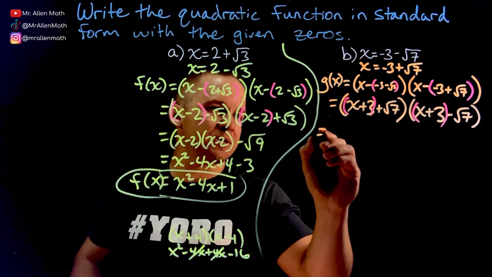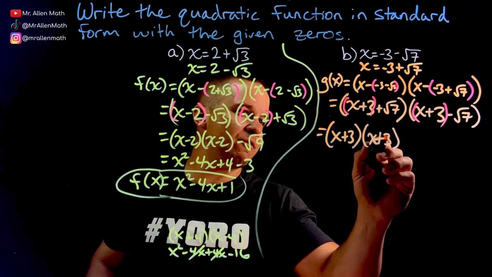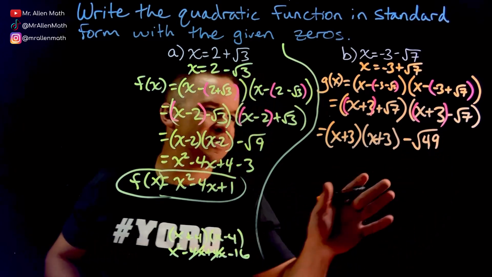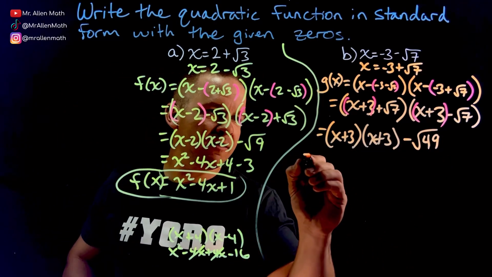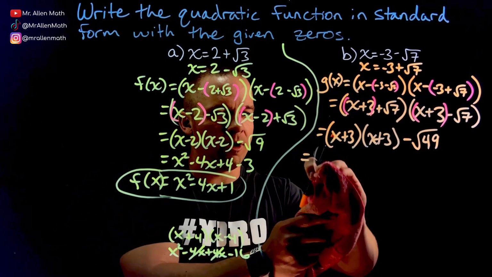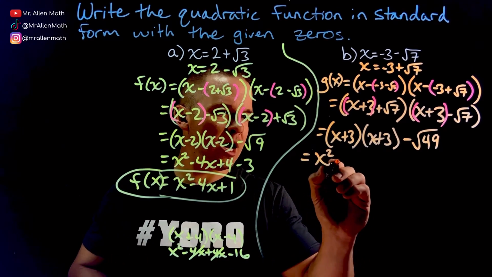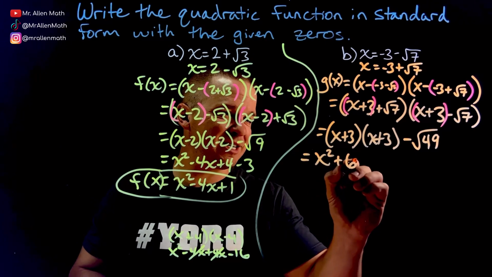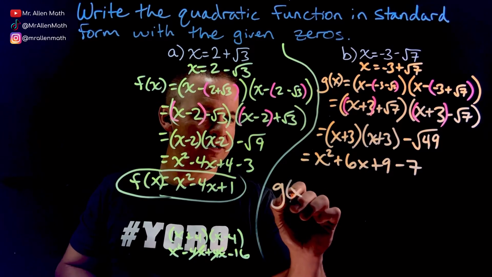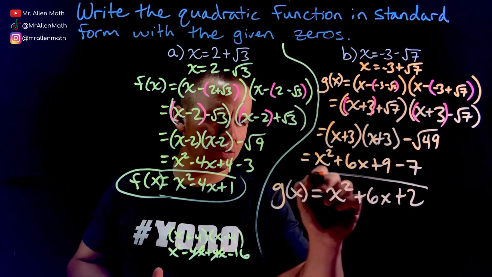So I got x plus 3 times x plus 3, and then I have root 7. Positive root 7 times negative root 7 is going to be negative square root of 49, which we know is 7, but I'll write it out. So here I've got x squared, and I don't need these parentheses anymore once I FOIL it. So we got x squared plus 3x, that's 6x, plus 9 minus 7. So the final answer here, g of x, is equal to x squared plus 6x plus 2.